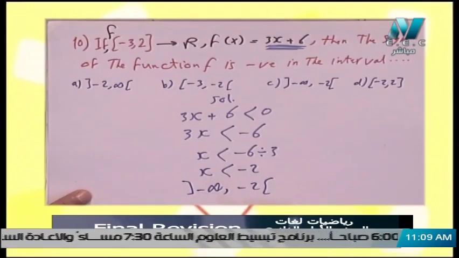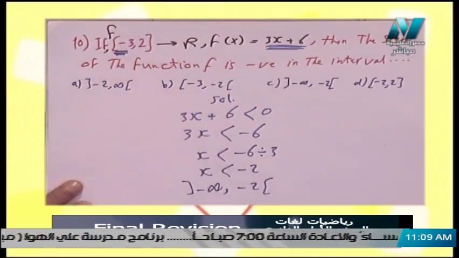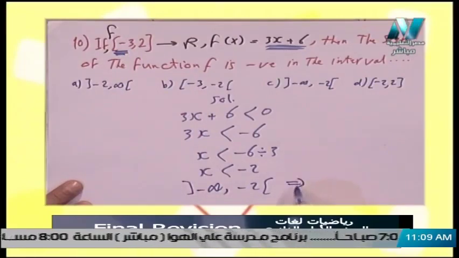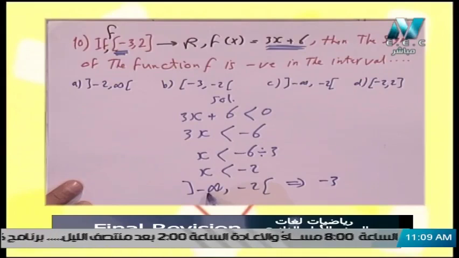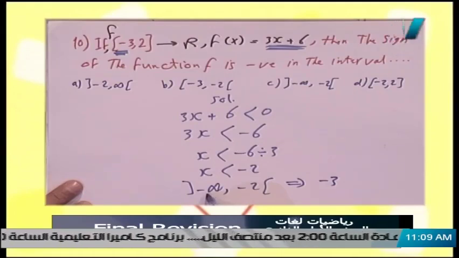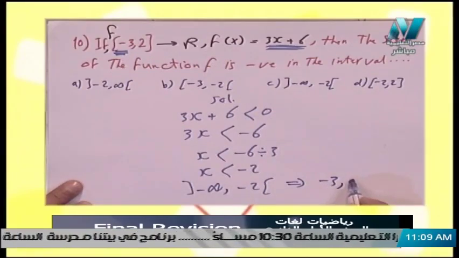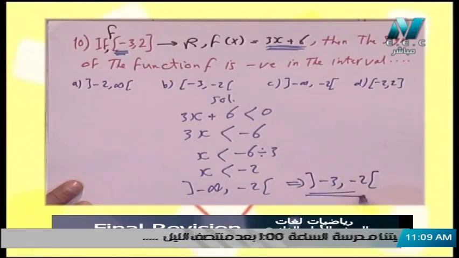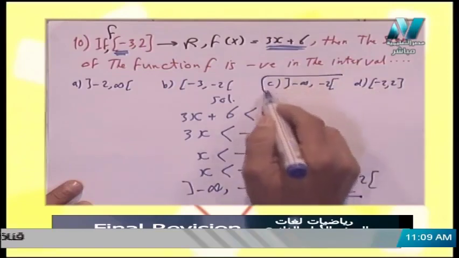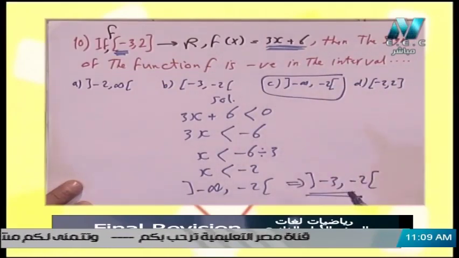But the starting point here is negative 3. So we can put negative 3 instead of negative infinity, because it is the starting point for this function. So it will be negative 3 and negative 2 open. So this is the solution set. Where is the solution set? It's C now. Negative. No. It's negative 3 and negative 2.